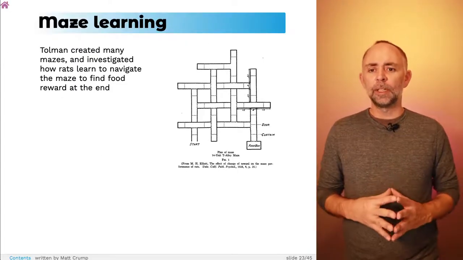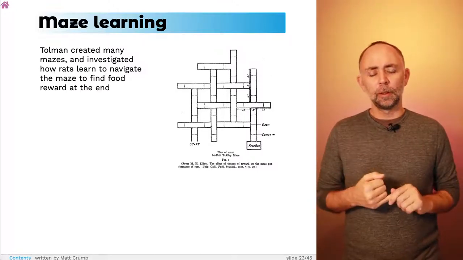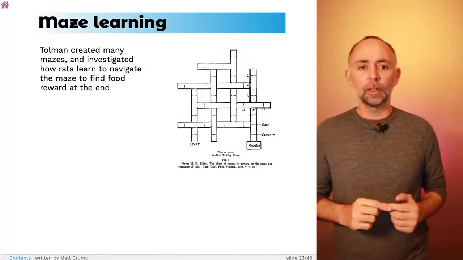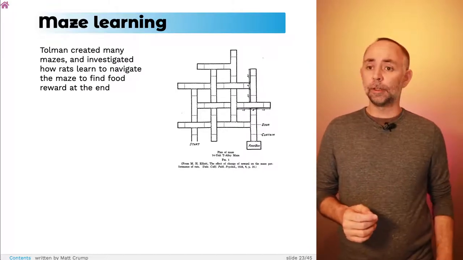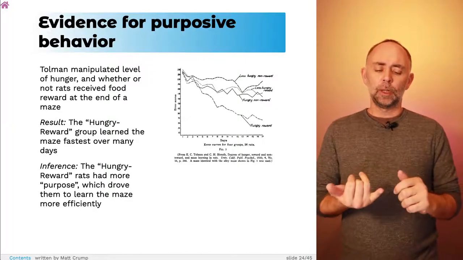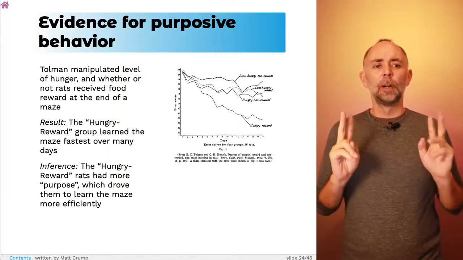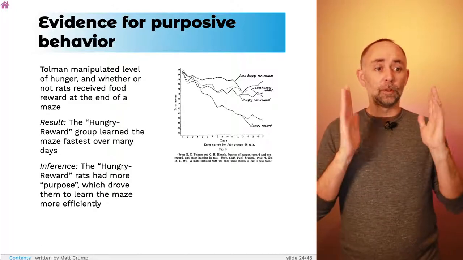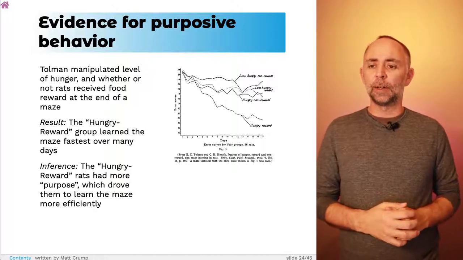So what we're about to see is examples of how Tolman used maze running to make inferences and claims about aspects of animal behavior and animal cognition. First of all, Tolman, in the slides, the first thing we'll talk about is evidence for purposive behavior. I'm not sure if I said that right. Evidence for goal-driven behavior or goal-oriented behavior in rats.